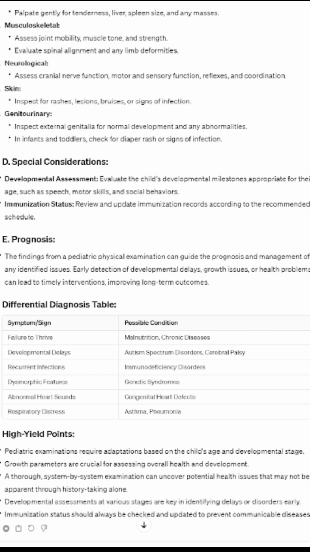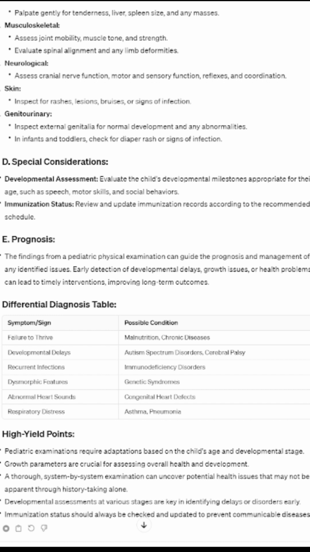D. Special considerations. Developmental assessment. Evaluate the child's developmental milestones appropriate for their age, such as speech, motor skills, and social behaviors. Immunization status. Review and update immunization records according to the recommended schedule.